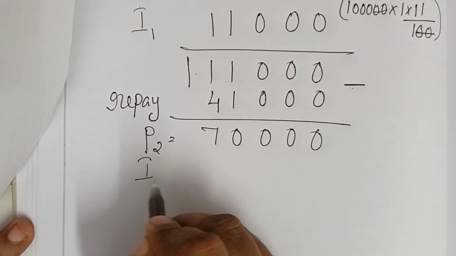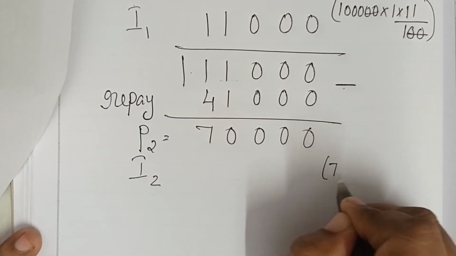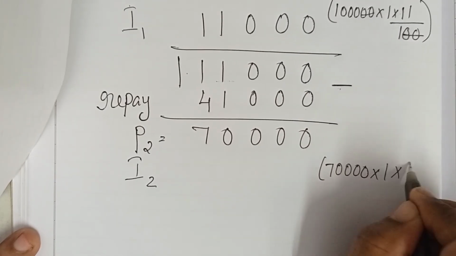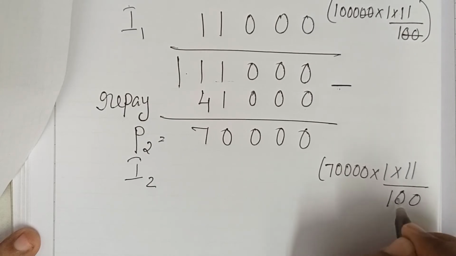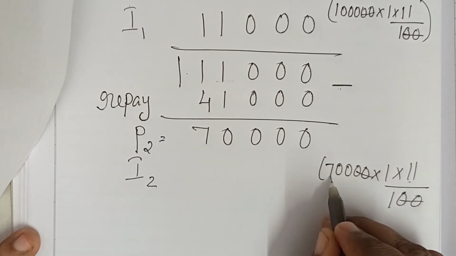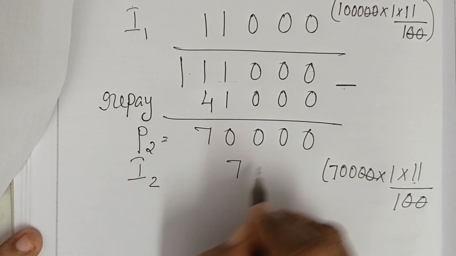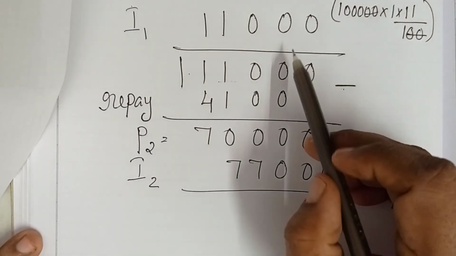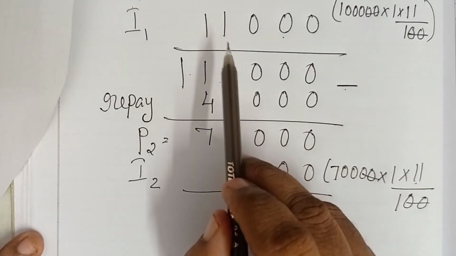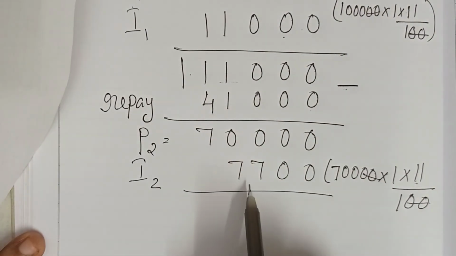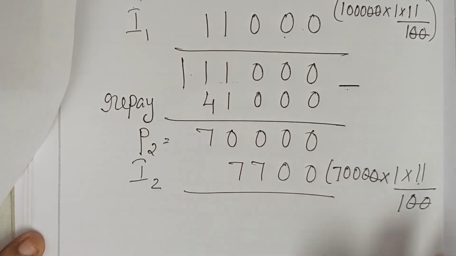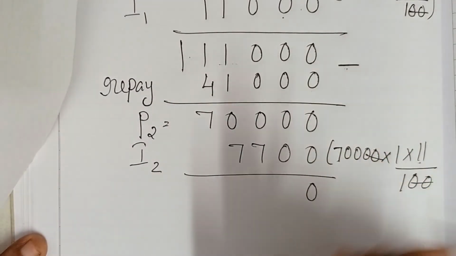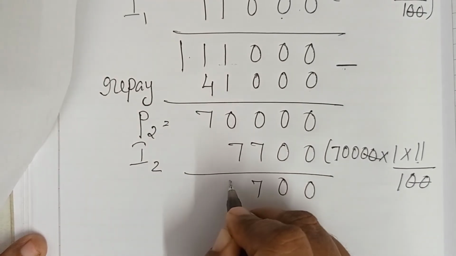Now you have to find I2. 70,000 into 1 into 11 by 100. What is 11 into 7? 7700. Okay. Actually, when he repays, the interest is reduced, isn't it? The first interest is 11,000. Now the interest is 7,700 only. What to do? Yes, add. Interest is always added. 70000 plus 7700 is 77700.